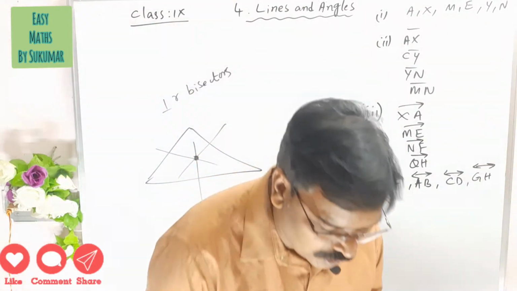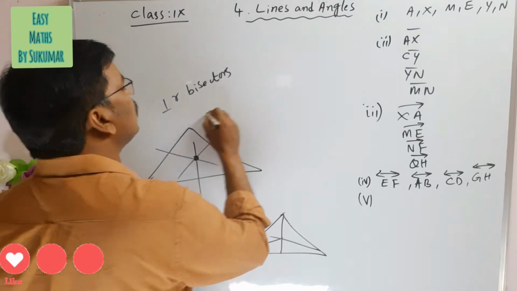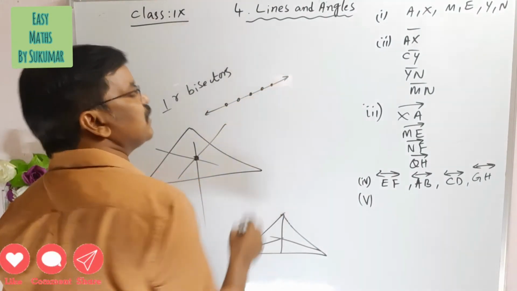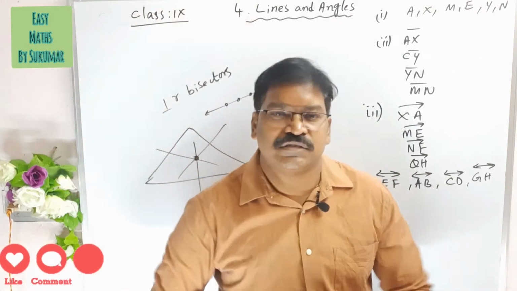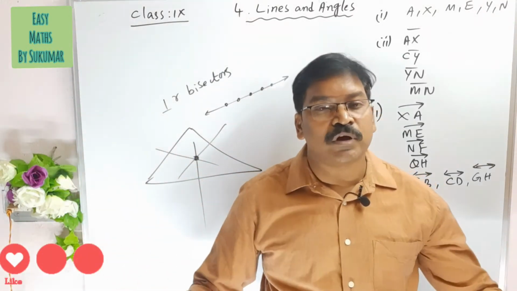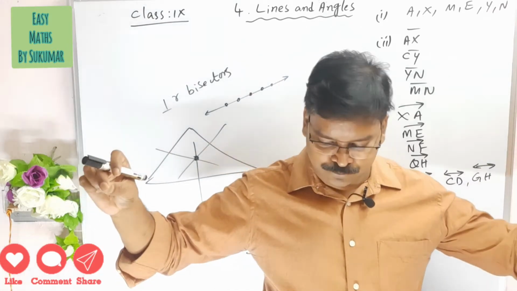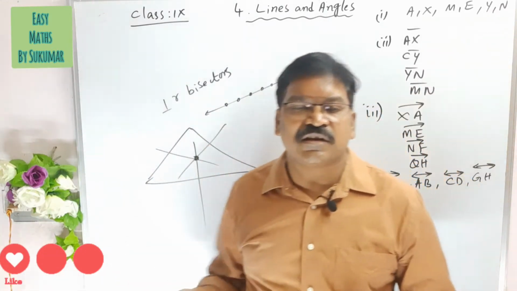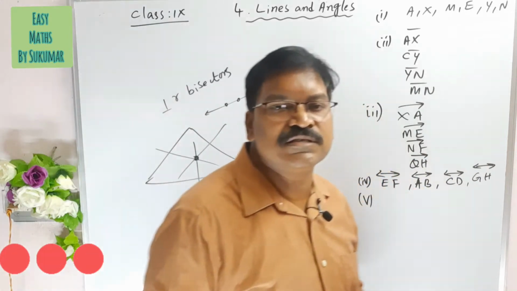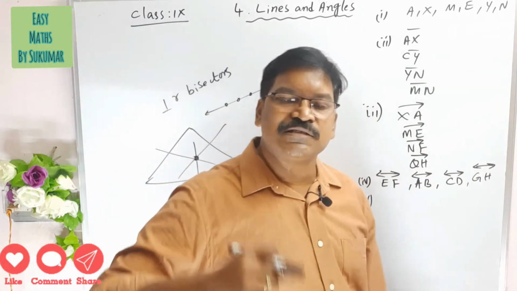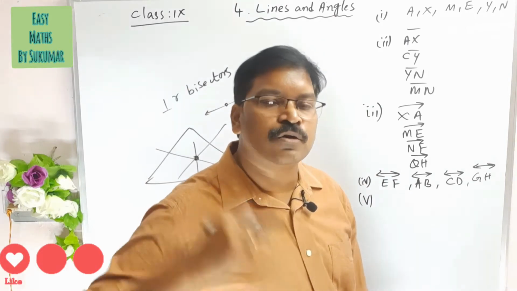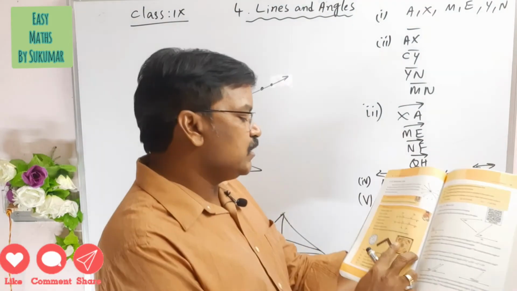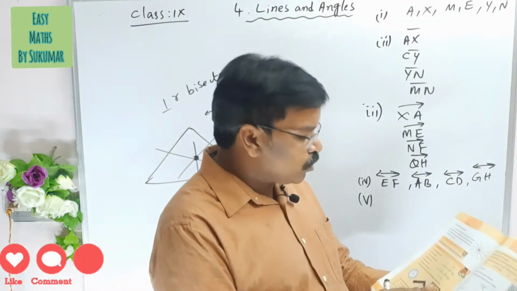Now coming to the fifth one, any 4 collinear points. Collinear means, I forgot to tell you, my dear students, points which lie on the same straight line are called collinear points. There are infinitely many points which lie on the same straight line. But these points are called collinear. Please write down, points lying on the same straight line are called collinear. Right. Here, just name any 4 collinear points.